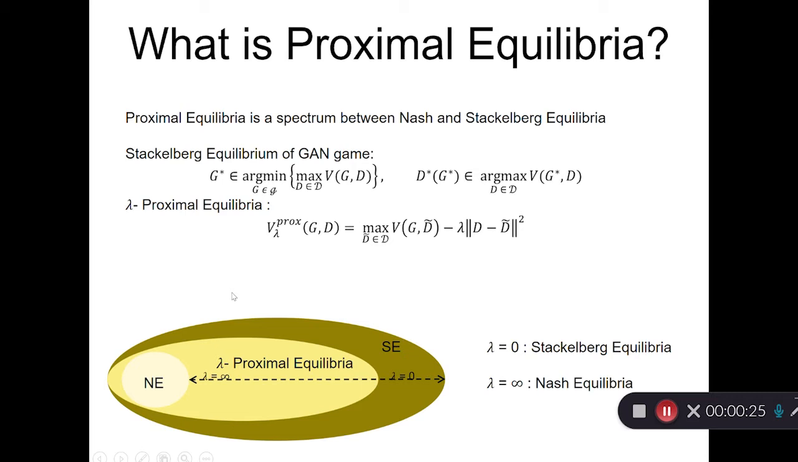Nash equilibria will not always exist in the GAN game, however it is very stable. Stackelberg equilibria can be promised to exist in the GAN game, but it's not very stable. So the proximal equilibria is needed, and it can help us to improve the result of the GAN.